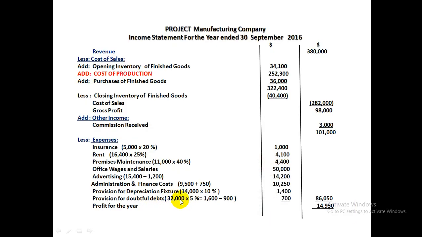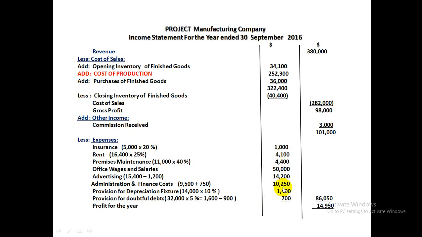Trade receivable balance multiplied by rate will give us the amount which we should take as provision. We already have the beginning balance of provision as 900, so we need to increase the provision by 700. So this is how the amount of provision for doubtful debt will be taken.